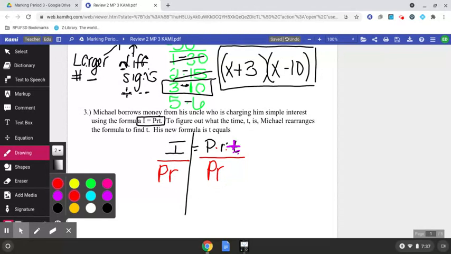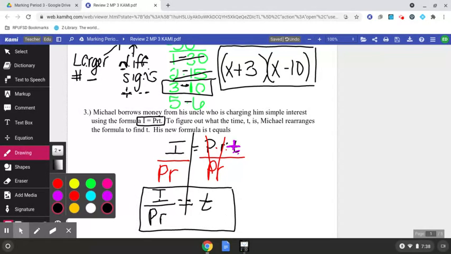So when I divide by what I don't want, which is the p and the r, and I cancel these, I'm now left with just t equals, and I cannot actually do anything on the left side. So I'm just rewriting exactly what I had. I divided by p r over r. And that would be what t is equal to.